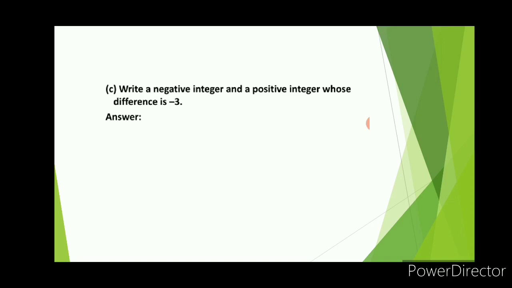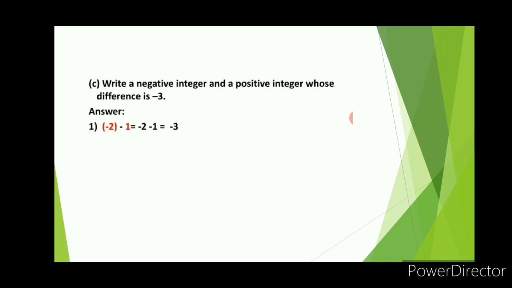Next question. Write a negative integer and a positive integer whose difference is minus 3. Similar to the previous question, but there they asked for the sum, here they are asking for the difference. So in between a negative integer and a positive integer, which sign should be there? Minus sign. Negative integer minus 2, one is a positive integer, in between them minus. If both have the same sign, we have to add, and we get minus 3.